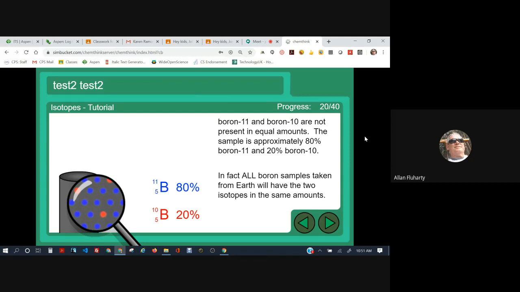So it's based on a factor of 100. In fact, all boron samples taken from Earth will have the two isotopes in the same amounts. So wherever you find boron in the crust of the Earth, this is what you're going to find, 80 to 20.